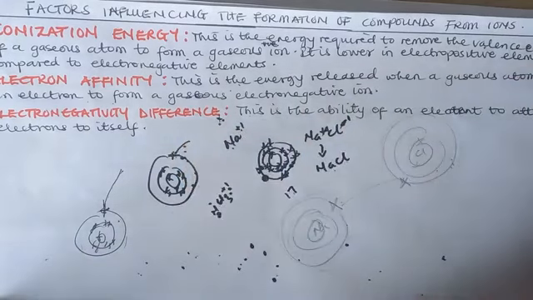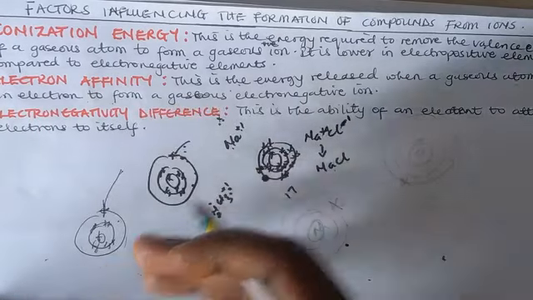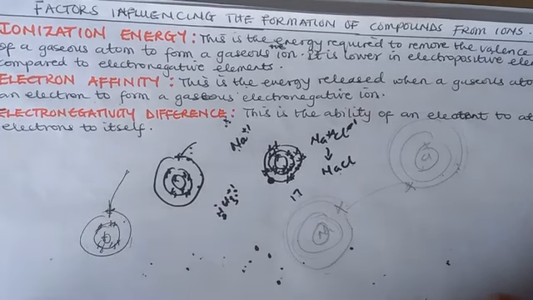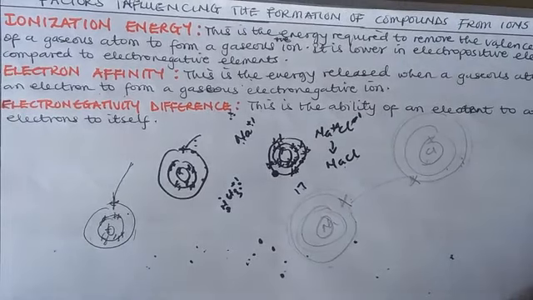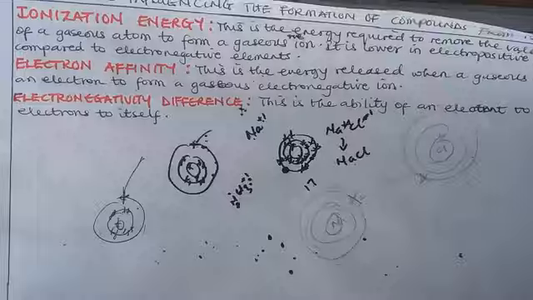Then the last one is electronegativity difference. There must be a difference in electronegativity. One must be positive, the other must be negative before compounds can be formed from ions or from elements. And in the case of covalent molecules, which involve sharing, this may not necessarily be acceptable.